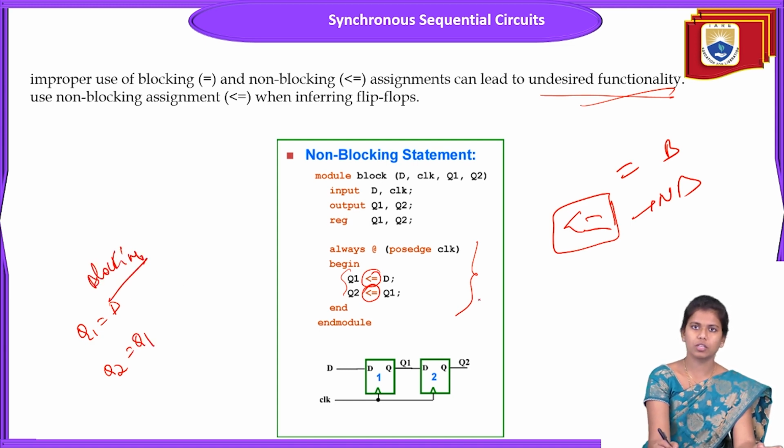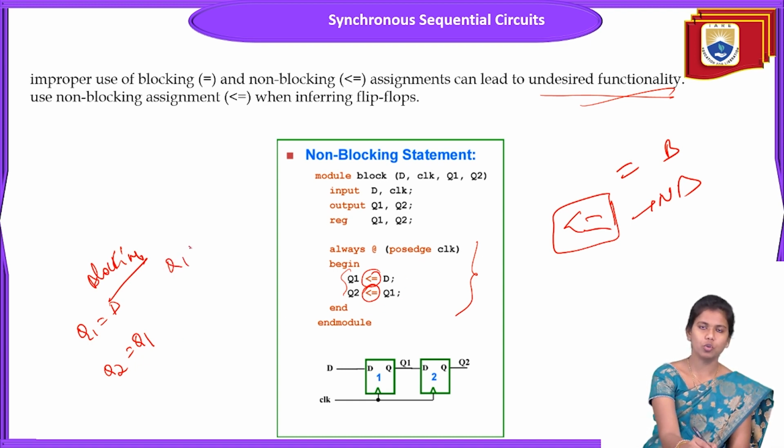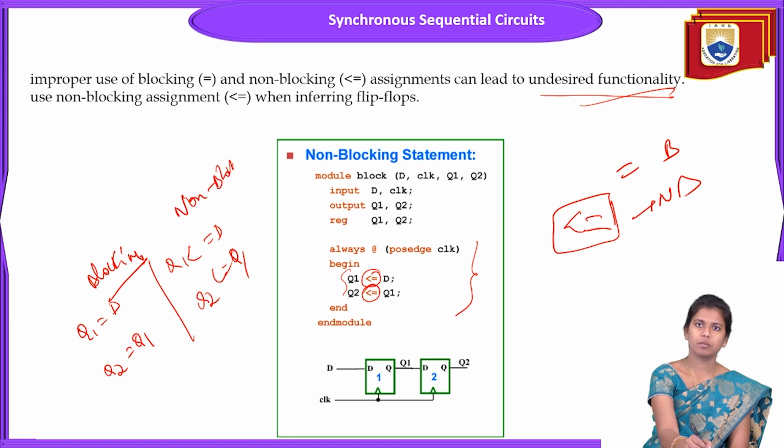This is for blocking statement. Whereas here for non-blocking statement, the left hand side is output Q1 which is equals to D, and the right hand side is the expression. So for this, Q2 less than or equals to Q1, Q1 less than or equals to D, and Q2 less than or equals to Q1. So this is for non-blocking statement.